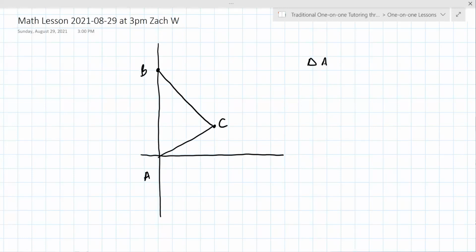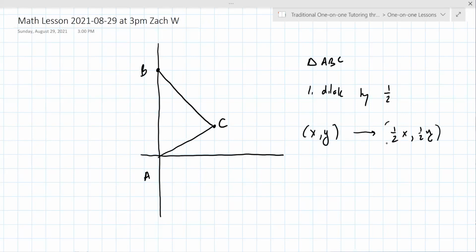So you got triangle ABC, and you want to dilate. I guess the first thing it's going to ask you to do is to dilate by a factor of 1/2. Okay. So what a dilate does is, let's just say you're given the ordered pair x comma y, whatever it is, you take 1/2 of each value.